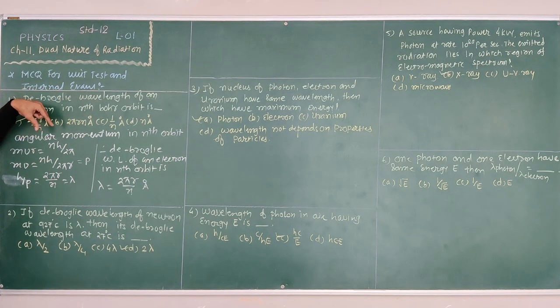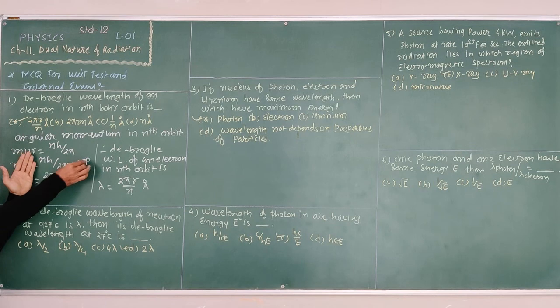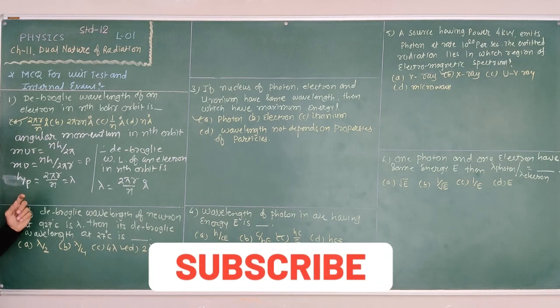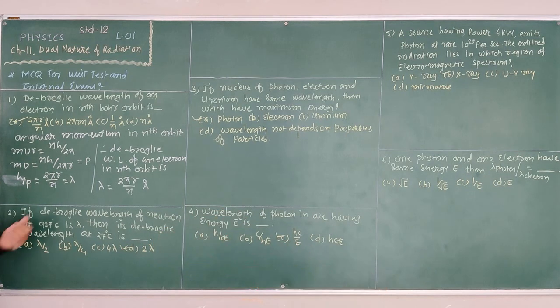Now we know that from Bohr's hypothesis, the angular momentum in nth orbit is mvr equal to nh upon 2 pi. Now mv is the momentum, therefore mv is equal to nh upon 2 pi r. Now the de Broglie wavelength lambda is equal to h upon p. Therefore h upon p is equal to 2 pi r upon n. That is the de Broglie wavelength of an electron in nth orbit, 2 pi r upon n angstrom.